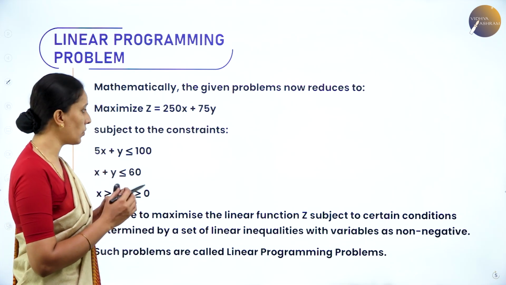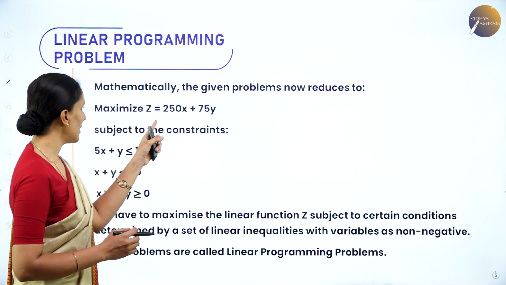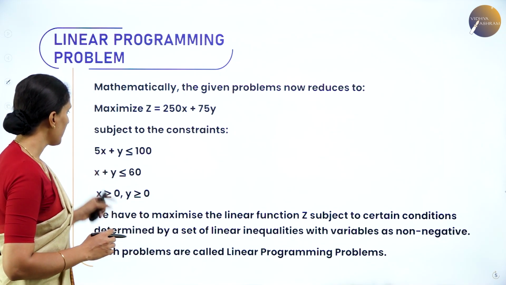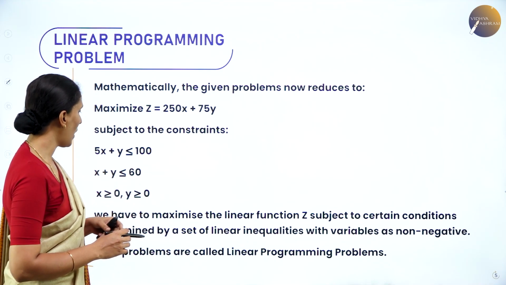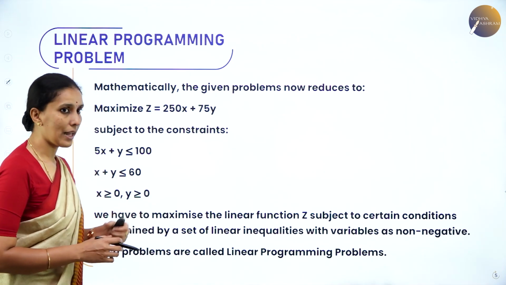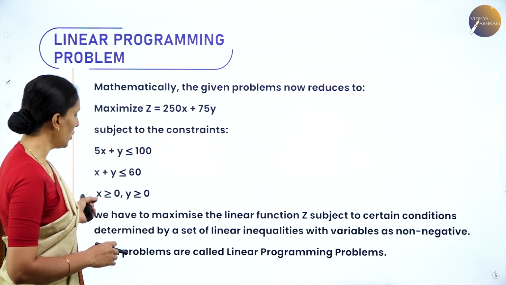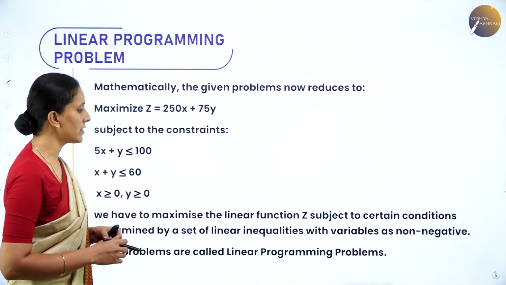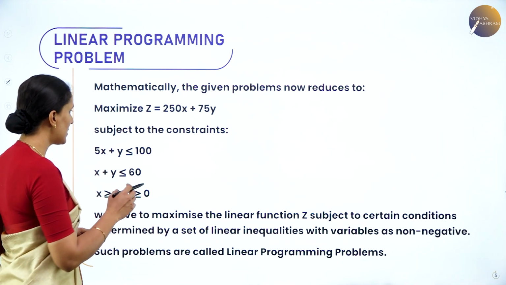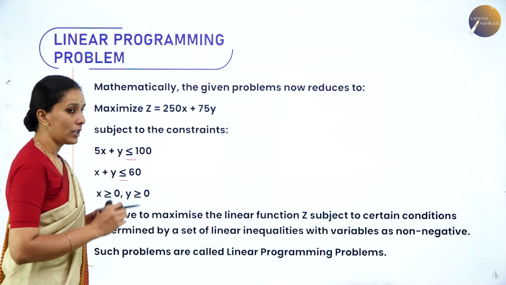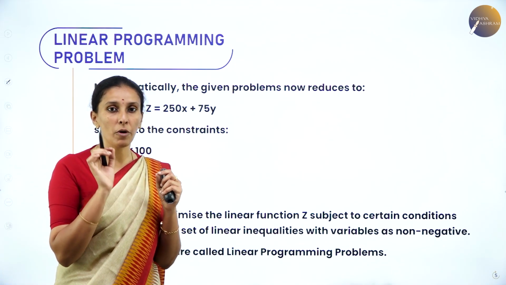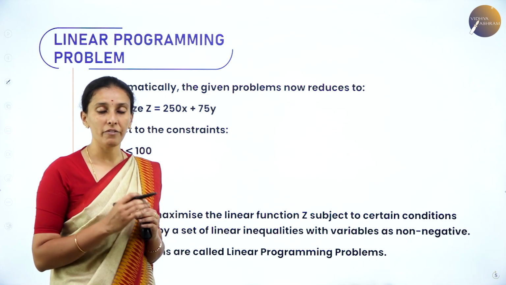So it is now reduced to this form. Maximize z is equal to 250x plus 75y subject to the constraints 5x plus y less than or equal to 100, x plus y less than or equal to 60, x, y greater than or equal to 0. Now here we have to maximize the linear function z subject to the constraints determined by a set of linear inequalities. Since we use the word maximum and minimum, the relations are not actually in equation form. They are not given in the form of equality. They are given in the form of an inequality.